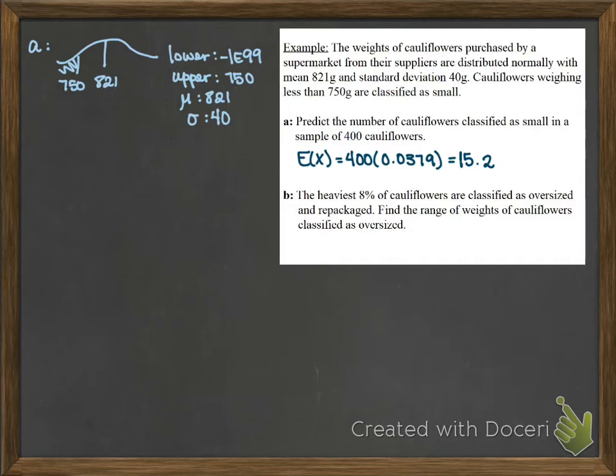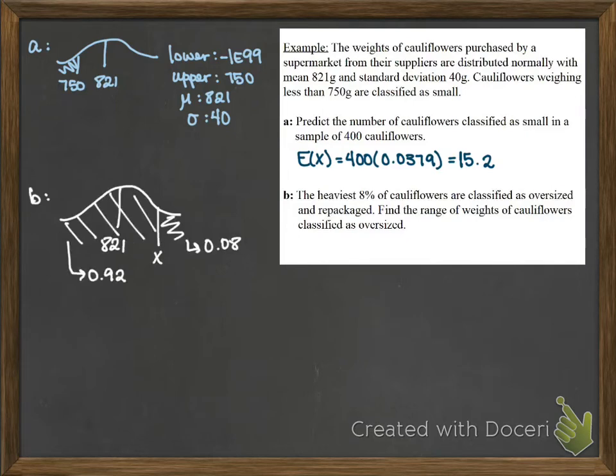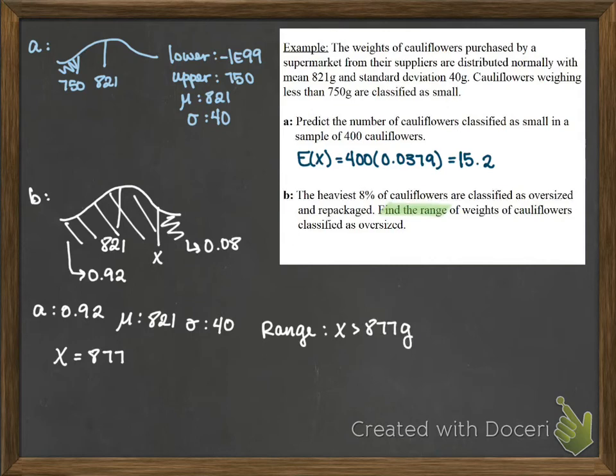The heaviest 8% are classified as oversized and then repackaged. So that one is an inverse norm where we have the top 8%, so 0.08, which means the area to the left is 1 minus 0.08 or 0.92. So inverse norm, use 0.92, mean and standard deviation are still 821 and 40. So 877 is that boundary. So finding that range, we are more than 877 grams to be considered oversized.